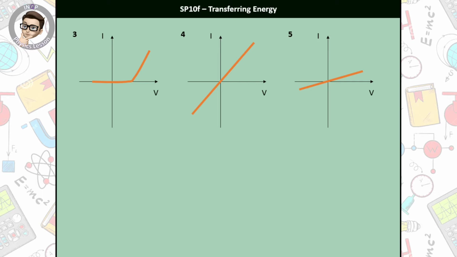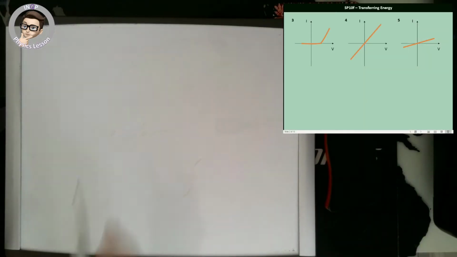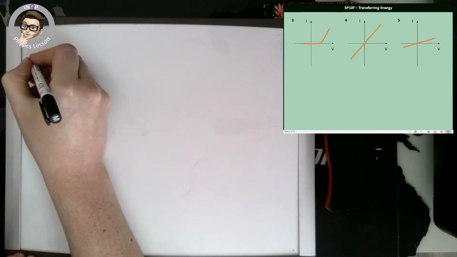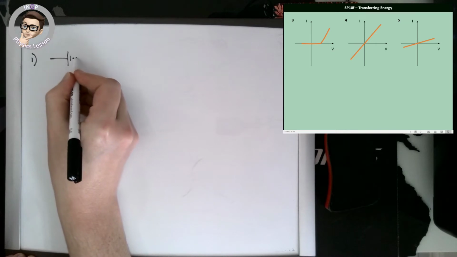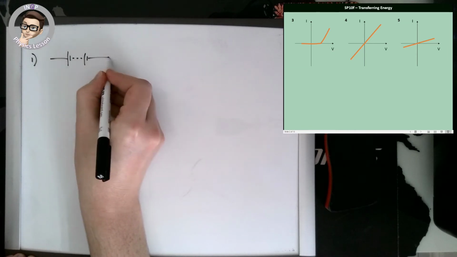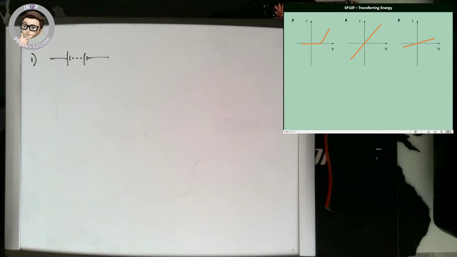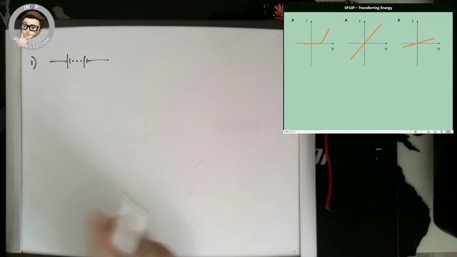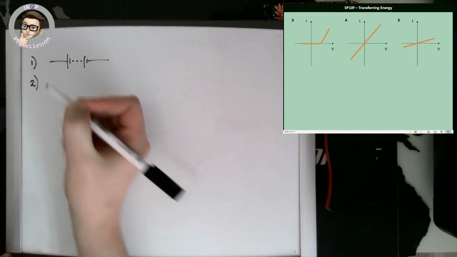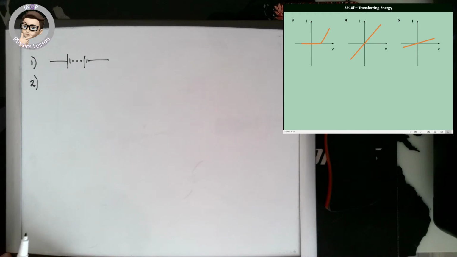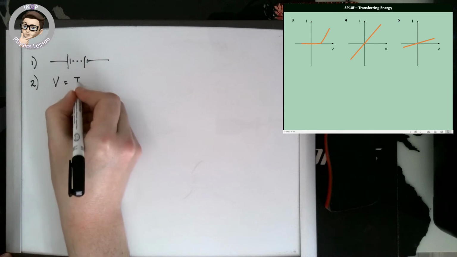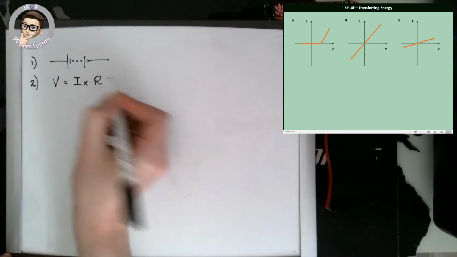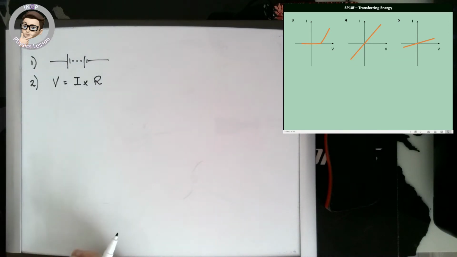Okay, well done. So hopefully you've had a go at all of those questions. Let's go through some answers. So question 1 asked us to draw the circuit symbol for a battery. Well, it is a cell that has got dotted lines between it, so it's an unknown number of cells. Question 2 is to write an equation that links potential difference and current. In this case, V equals I times R, otherwise known as Ohm's law.